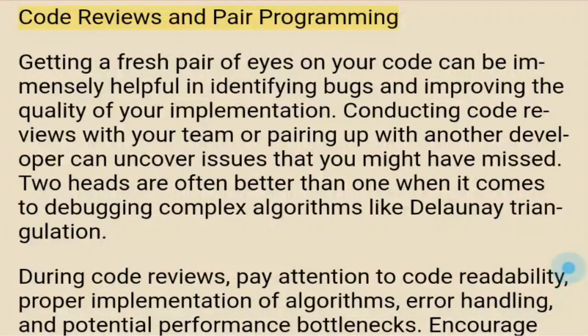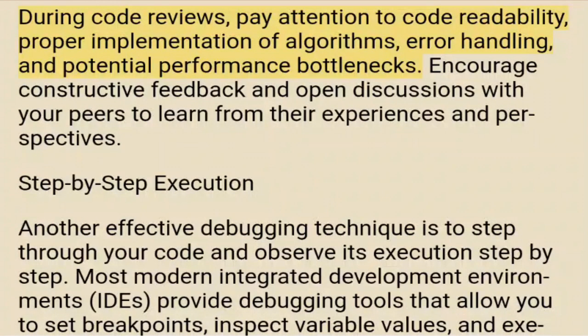Code reviews and pair programming. Getting a fresh pair of eyes on your code can be immensely helpful in identifying bugs and improving the quality of your implementation. Conducting code reviews with your team or pairing up with another developer can uncover issues that you might have missed. Two heads are often better than one when it comes to debugging complex algorithms like Delaunay Triangulation. During code reviews, pay attention to code readability, proper implementation of algorithms, error handling, and potential performance bottlenecks. Encourage constructive feedback and open discussions with your peers to learn from their experiences and perspectives.